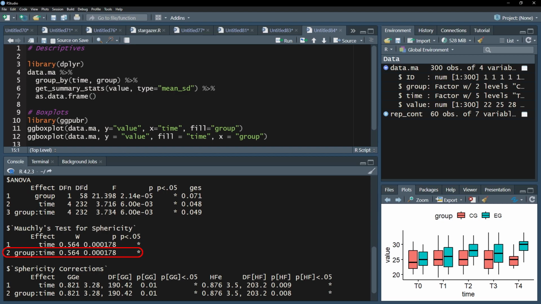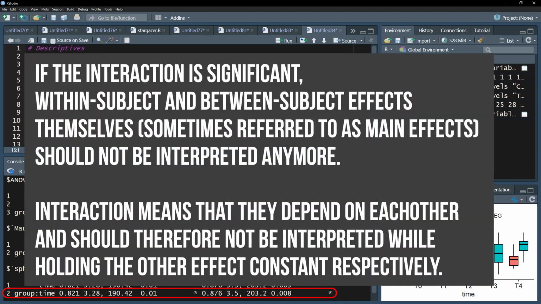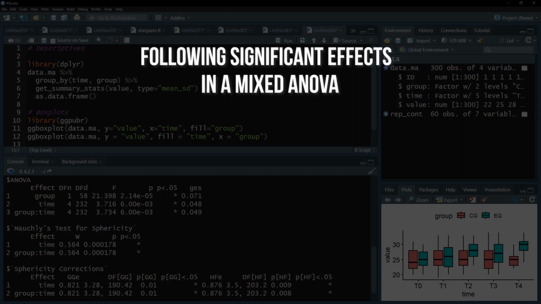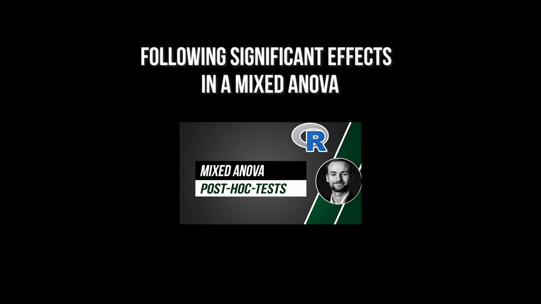Keep in mind that sphericity, or its lack, is also relevant for the interaction. In my example, I therefore have to look at the corrected interaction results. I can see a p-value of 0.01 for the interaction. I can therefore conclude that an interaction between group and time exists. If this is the case, within subject and between subject effects themselves, sometimes referred to as main effects, should not be interpreted anymore. We just found out that they depend on each other and should therefore not be interpreted while holding the other effect constant. To fully answer the question between which measurements over time differences exist, you have to look at post hoc tests in addition to the interaction, which is shown in the following video.